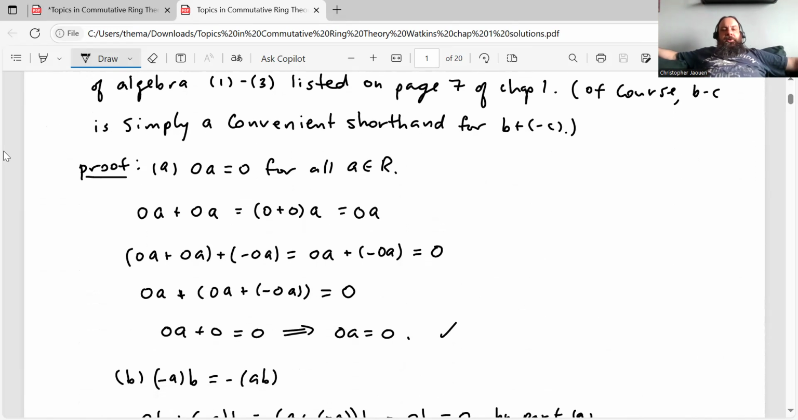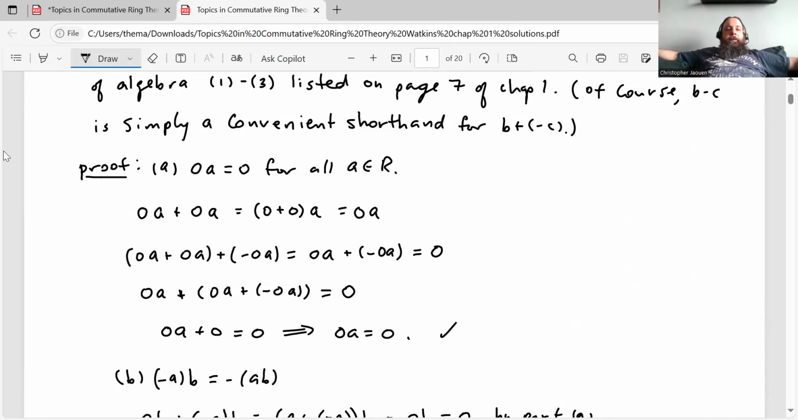Part A, we want to show that 0 times A equals 0 for all A in R. Again, just to remind you, when I say 0 or 1 in this book, or in ring theory in general, or even in group theory, I don't necessarily mean the number 0 or the number 1. We mean the additive identity and the multiplicative identity, which may be some other object than the number 0 or the number 1. Just to get that out there. Okay, so we want to show this.